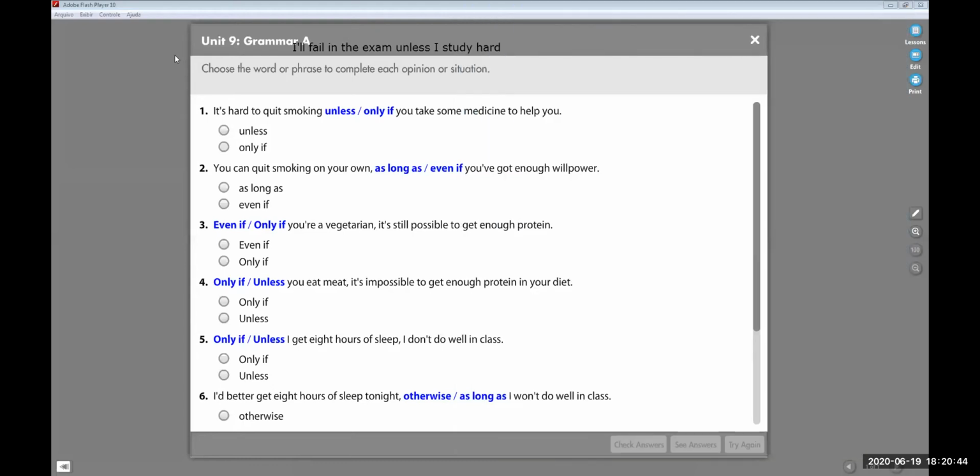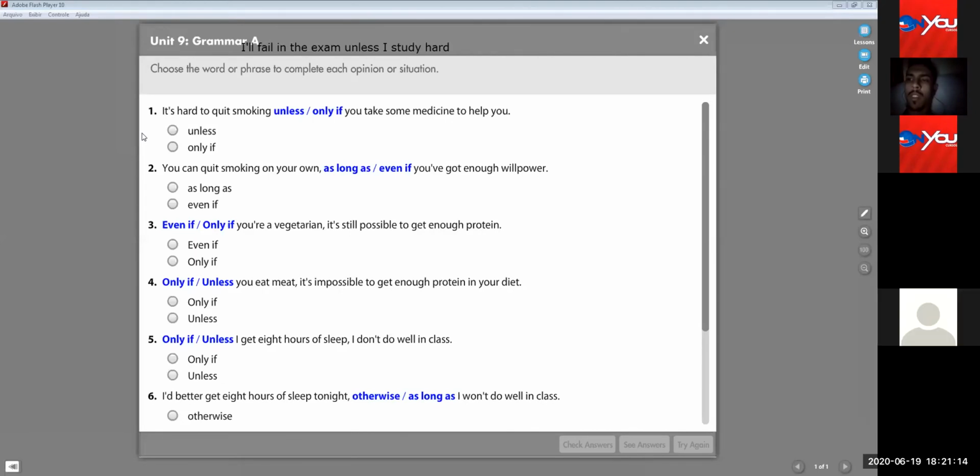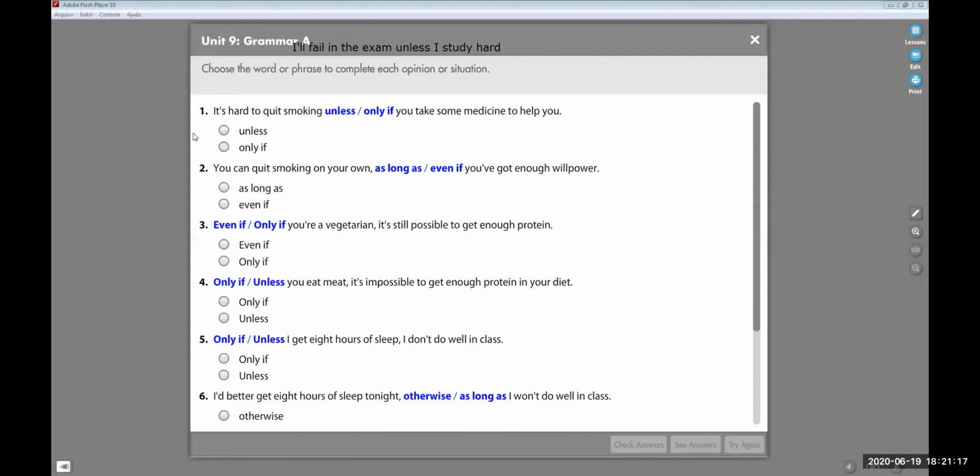Letter A. Choose the word or phrase to complete each opinion or situation. I will ask you one by one, starting with Yasmin. Can I start with you, sweetie? What about Mr. Thiago? All right, so Leo. Good evening, mister. Can you do number 1 for us, please? Do you want me to read or just to answer? To read and answer, please.